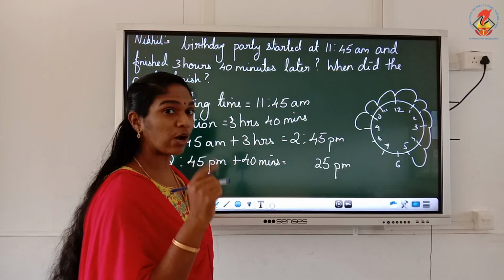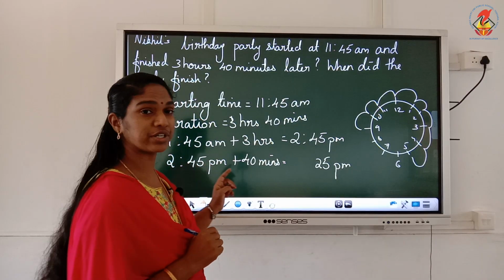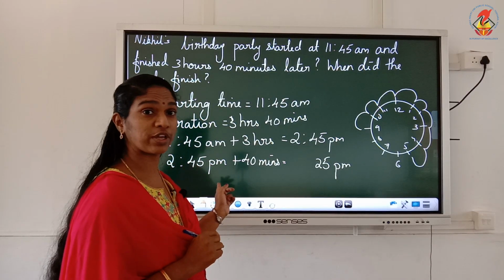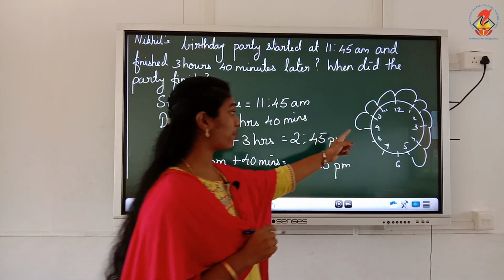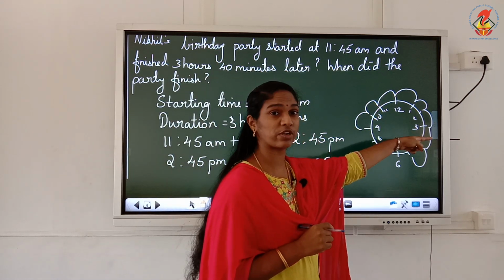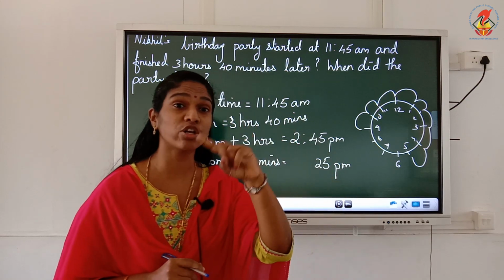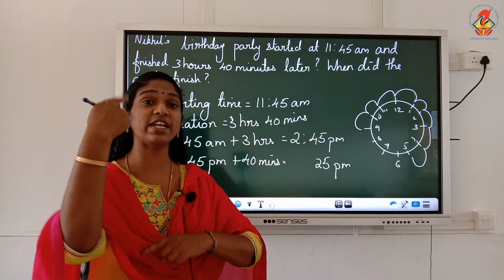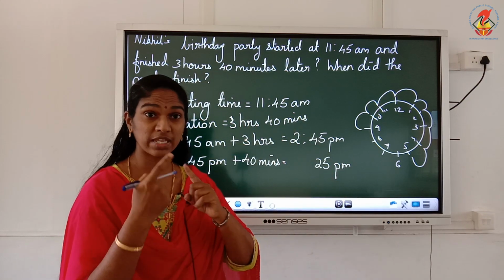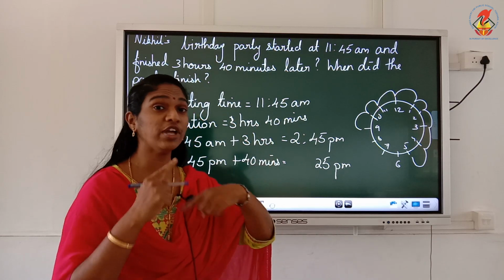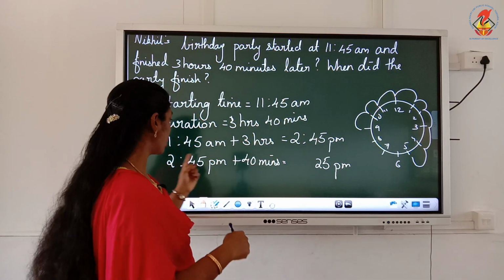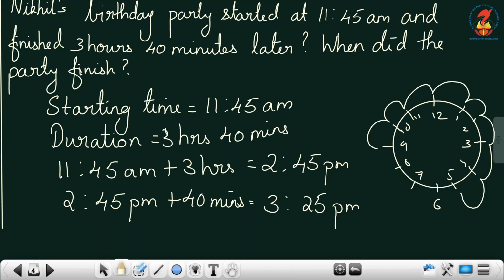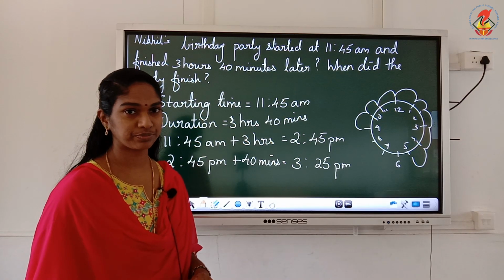Now I have to decide about my hour. It was 2:45. Here what is happening? Your minute hand is crossing 12. When the minute hand crosses 12, it becomes the next hour. So 2 becomes 3. So the time is 3:25 p.m.